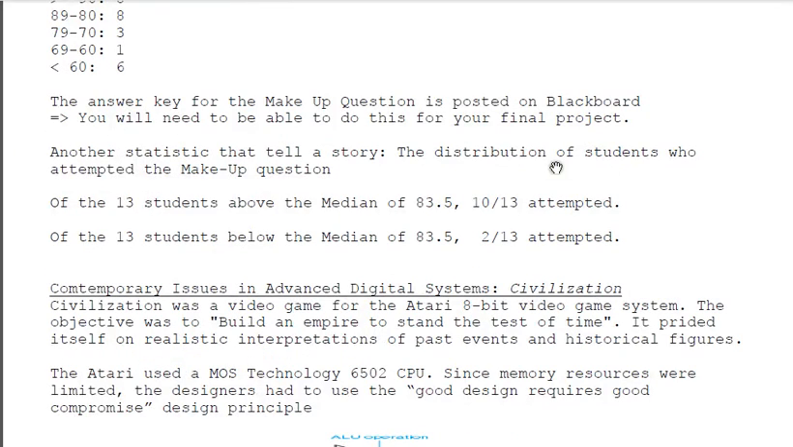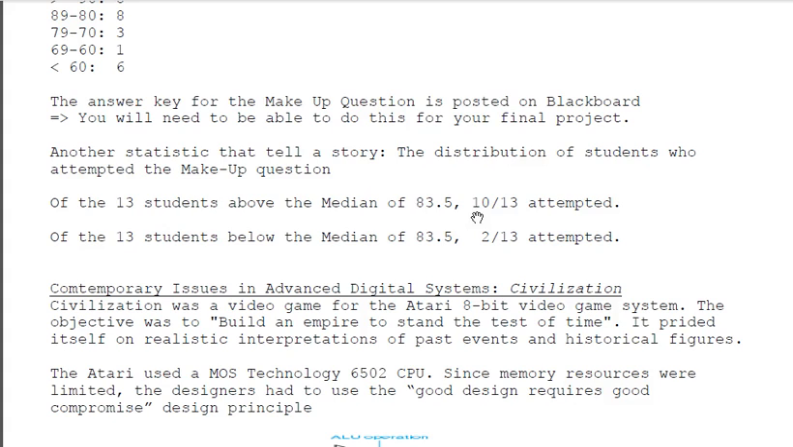I wanted to point out an interesting thing that I noticed as a result of grading this. The median means that half of the students got an 83.5 or above, and half the students got an 83.5 or below. Hey guys, be quiet, please. Of the students who were above the median when I first graded it, 10 of 13 of them attempted the makeup problem, whereas of the 13 students who were initially below the median, only 2 attempted it. So there's a pattern here.